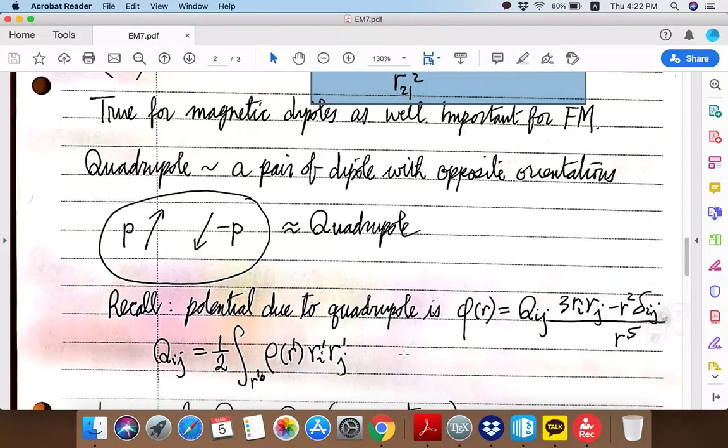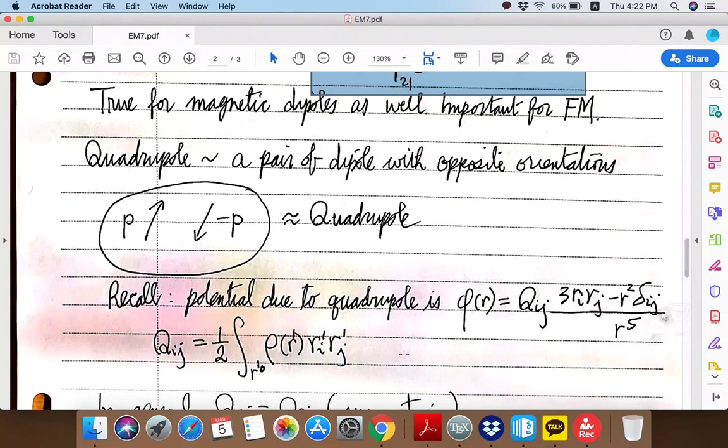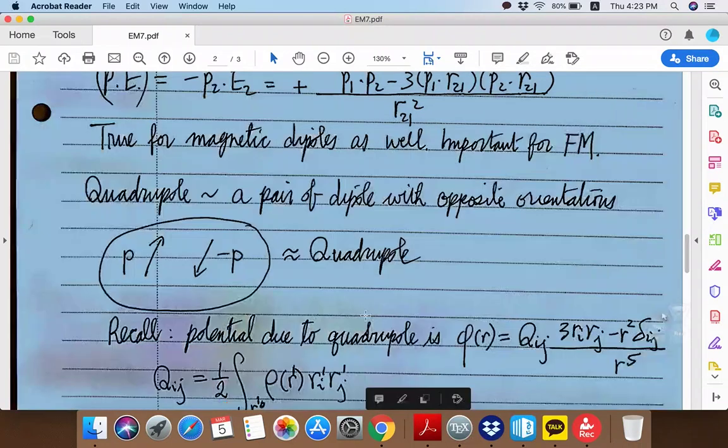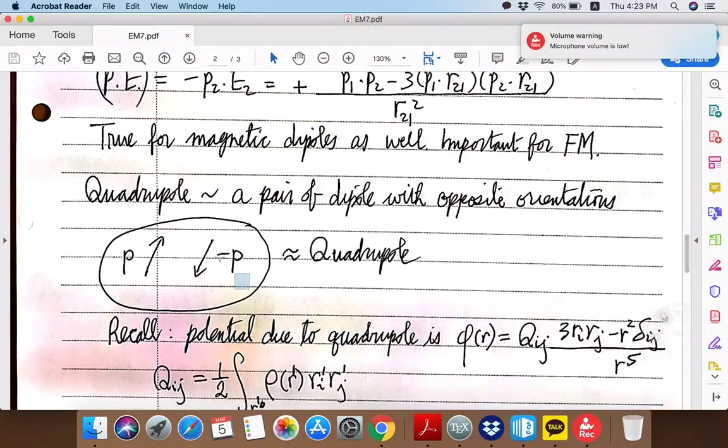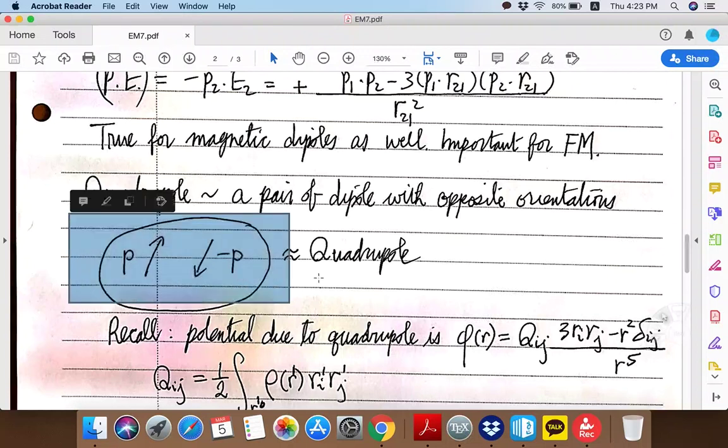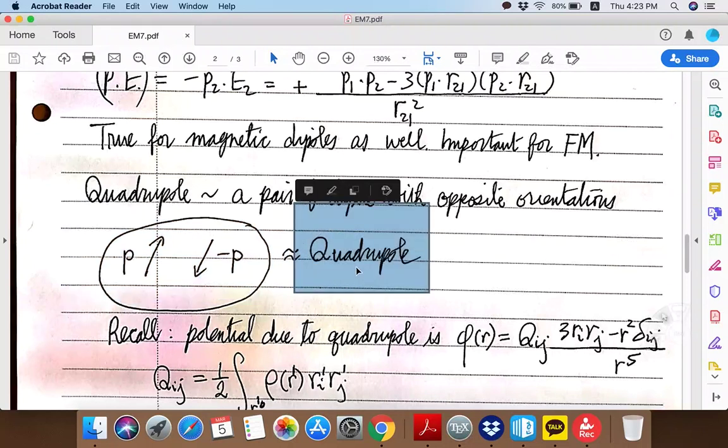Okay, so next on is the quadrupole moment. An intuitive way to think about the quadrupole moment is to view it as a pair of dipoles with opposite orientations of the dipole vector. Okay, so if you have one dipole with P oriented this way, and a second dipole with a dipole moment exactly oriented in the opposite way, then the net dipole moment is zero. However, the quadrupole moment of this combined system is not necessarily zero, and that's where the concept of a quadrupole moment can play a role.